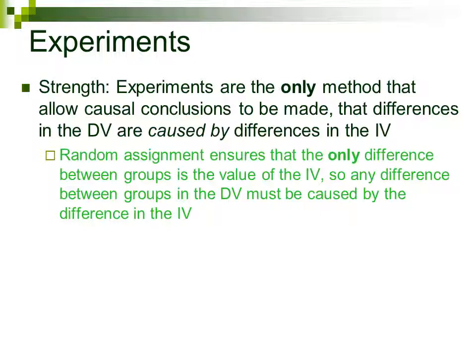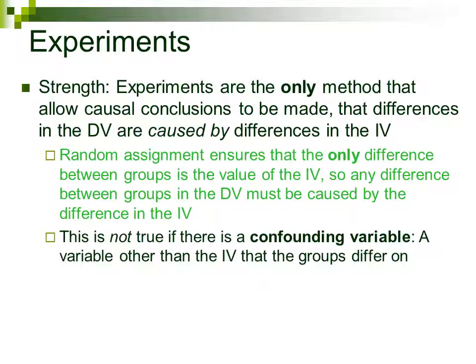So as long as random assignment is used, and the only difference between the two groups is the level of the independent variable that they receive, if they differ on the dependent variable, then the only possibility is that the difference is caused by the independent variable. And that's where you can conclude causation through experiments.